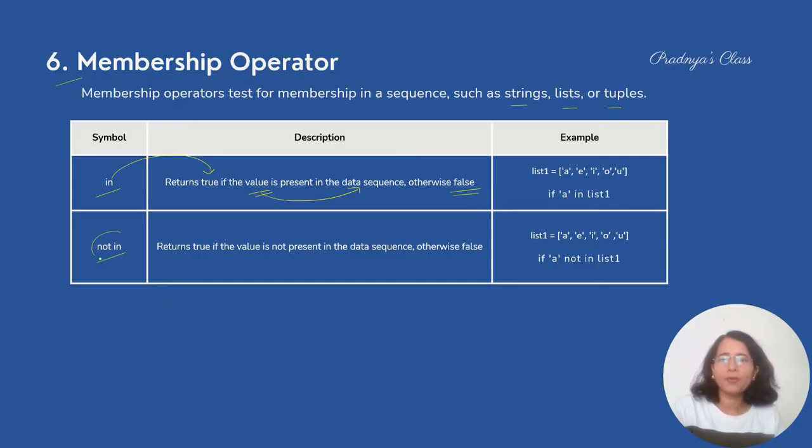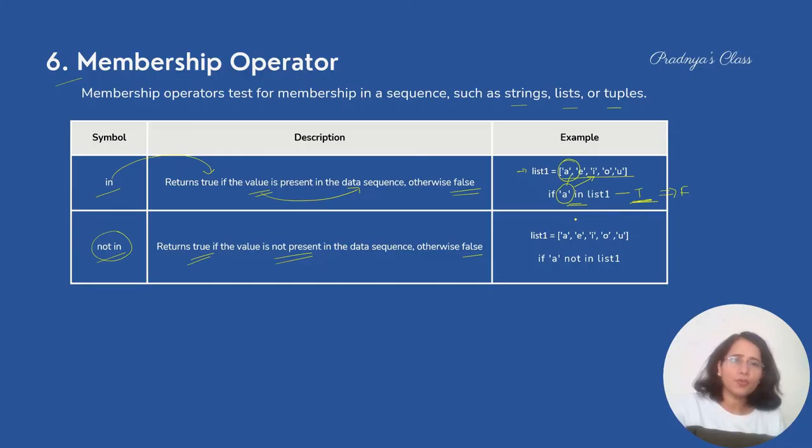And what about the not in operator? The not in operator will return true if the value is not present in the sequence. Otherwise, it will return false. Let's try to understand the working of the in operator and not in operator with one simple example. Here there is one list with some string values. Now I have to check whether this character A is present in this list or not. For that we are using the in operator along with if. If A is in list 1, then it will give the value true, otherwise it will produce the value false. In our case, this A is present in this list, that's why we will get the answer true.